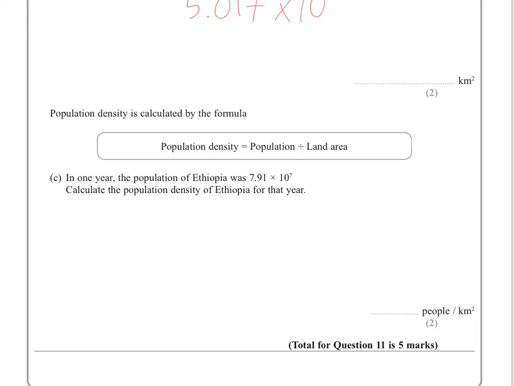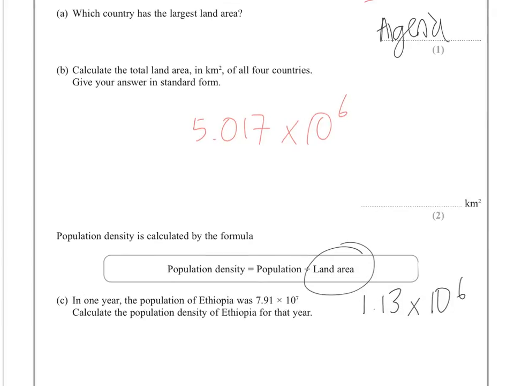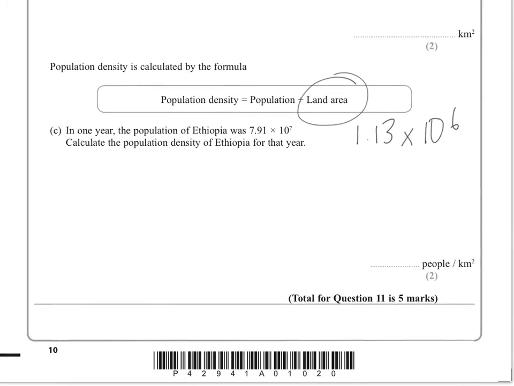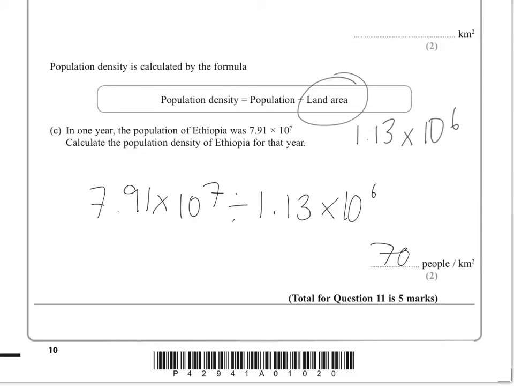Part C. One year the population of Ethiopia was 7.91 times 10 to the 7. Calculate the population density of Ethiopia for that year. Well, the land area of Ethiopia for that year was 1.13 times 10 to the power of 6. That was the same as the value on our table. So, population, 7.91 times 10 to the power of 7, divided by the land area, 1.13 times 10 to the power of 6. On your calculator, gives you the value 70 people per kilometre squared.